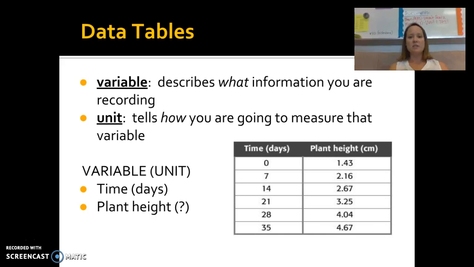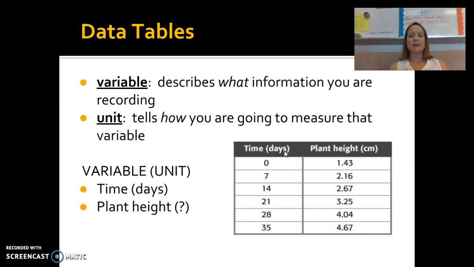The variable tells what information we are recording. So if you take a look at this data table, the first variable is time. The second variable is plant height. And those are the things that we are measuring and recording. The unit tells how we're going to measure that variable. So for time, our unit is days.